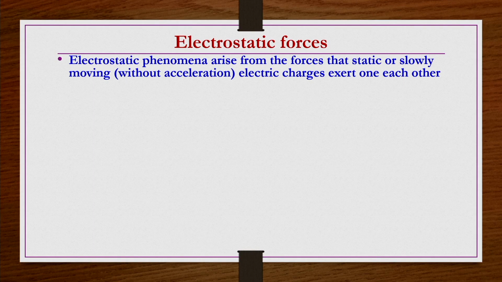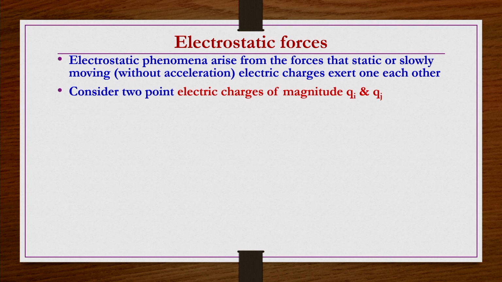Electrostatic phenomena arise from the forces that static or slowly moving electric charges exert on each other. If you consider two point charges Qi and Qj, Qi and Qj are the magnitudes of these point charges. So, we are not taking minus Q, plus Q like that.